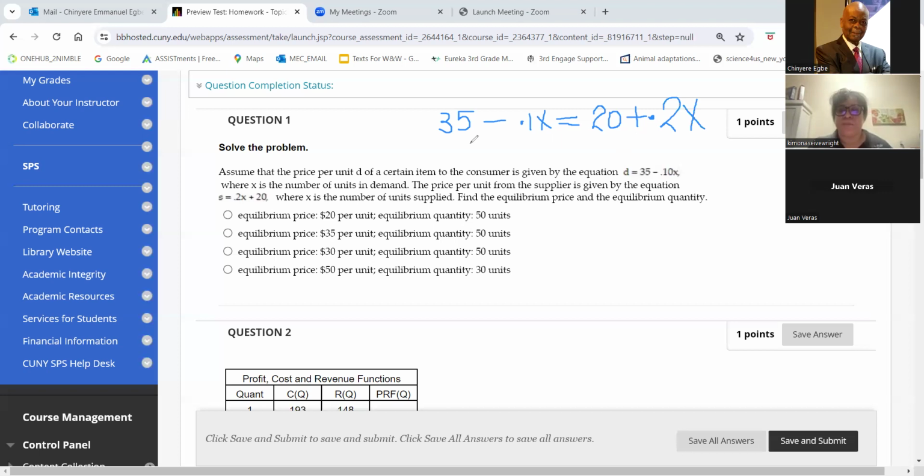Hi, Professor. I don't mean to cut you. Are you there? Yeah, are you hearing me? Yeah, I'm hearing you. How did you come up with 35 minus 0.1x? Isn't it 0.10x right here? Yeah, the 0.10x is 0.1, 0.10. It's not 0.01. Now remember, there's a difference between 0.01 and 0.10.